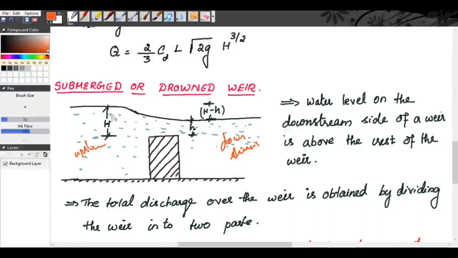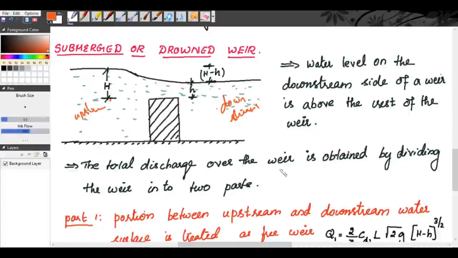Capital H is the head of water on the upstream side above the crest. Small h is the head of water on the downstream side above the crest. So the difference in the free water surface on the upstream and downstream is capital H minus small h.